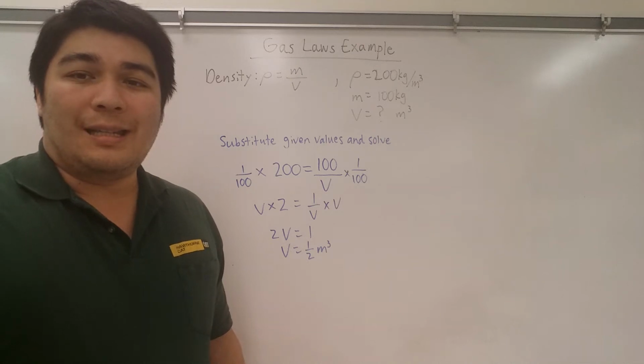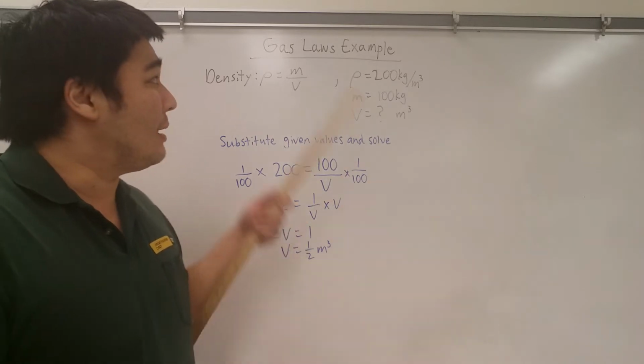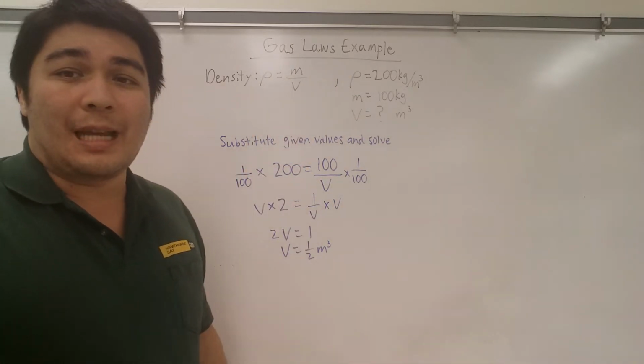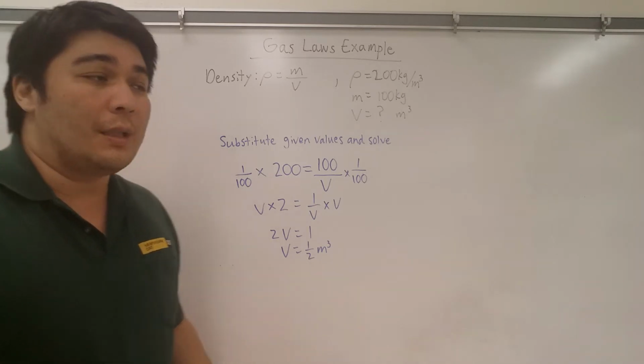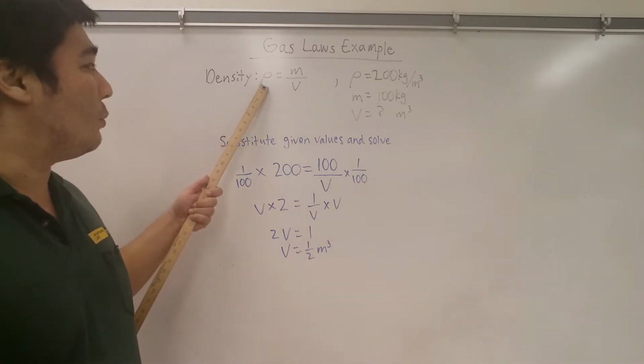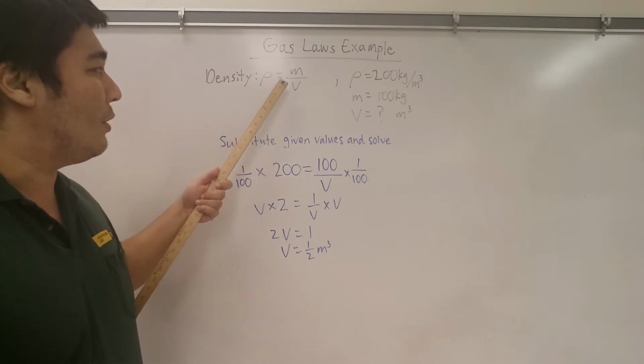Good afternoon, class. In today's video, what I'd like to do is go over an example problem from the density problem set that is in the gas laws example problems video series that I've been doing. For this one, we're going to go over the equation for density. Density, being rho, equals m over v, or density is mass over volume.